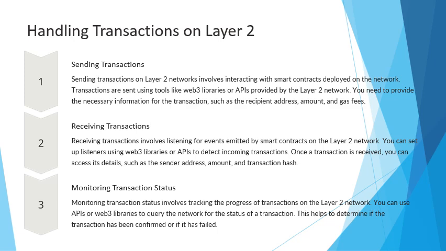Then we shall monitor the transaction status. So monitoring transaction status involves tracking the progress of transactions on the layer 2 network. We can use APIs or Web3 libraries to query the network for the status of a transaction. This helps to determine if the transaction has been confirmed or if it has failed.